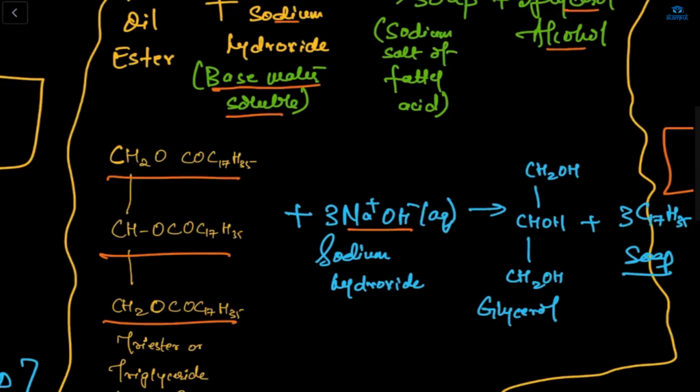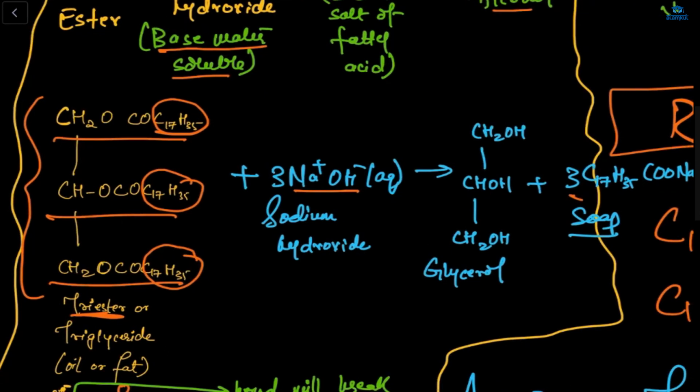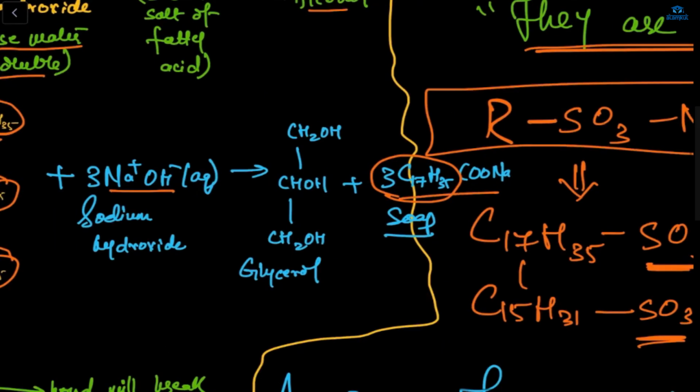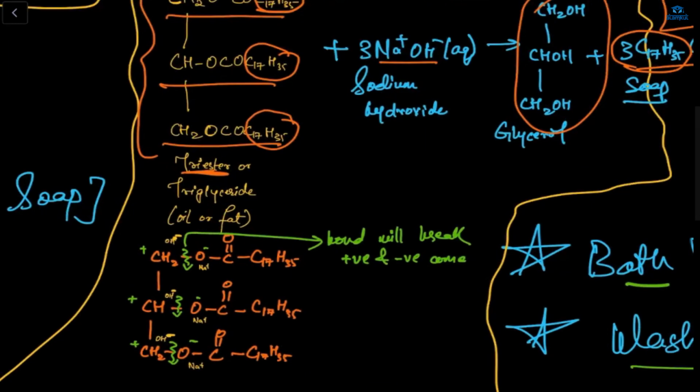So your fat formula is CH2O, and this is your R. Here also your R, and here also your R. If this reacts, this is your triester. These three are your ester, so three esters, a triester. It will react with your sodium hydroxide and form this. This is your soap, this COONa, and this is your glycerol, CH2OH, CHOH, CH2OH. Now we will see how this thing is forming.